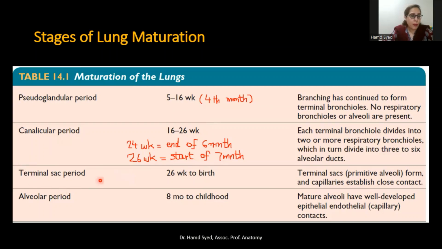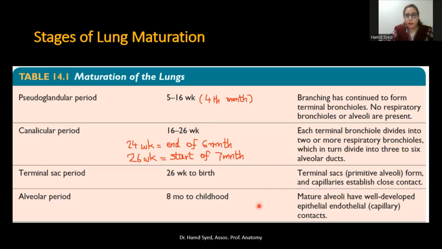Then coming on to the alveolar period, which is from the 8th month till childhood. This is the time period when mature alveoli have well-developed epithelial, endothelial, capillary contacts. So this is the time period when it is ideal for the fetus that it can survive on its own. In the terminal sac period, although we said the fetus would be able to survive, it would need support, it would need intensive care and evaluation.